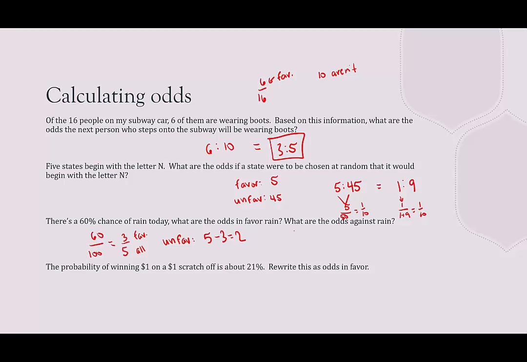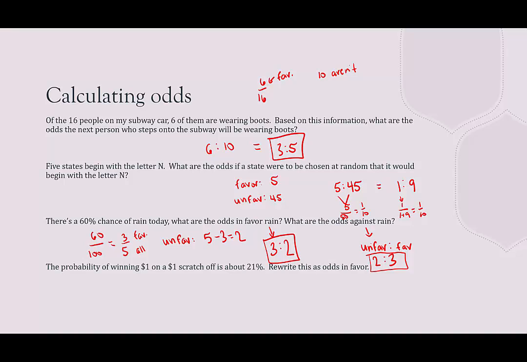Kind of weird when I'm talking about rain. But we would say the odds in favor, favorable is 3, unfavorable is 2. The odds in favor are 3 to 2. So 3 to 2 odds it's going to rain today. The odds against, this is where we switch them. We put the unfavorables first to the favorables second. Unfavorable we said was 2 and favorable was 3. So the odds against rain today are 2 to 3.